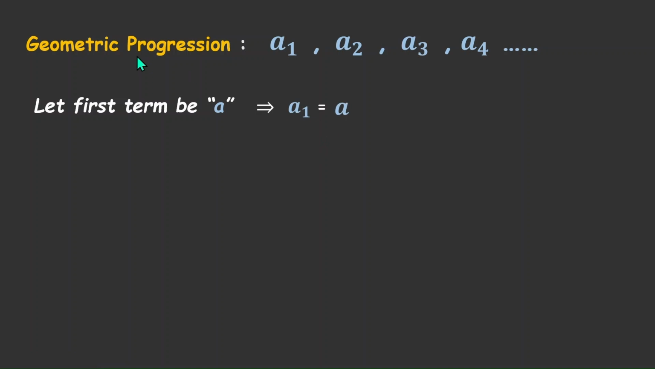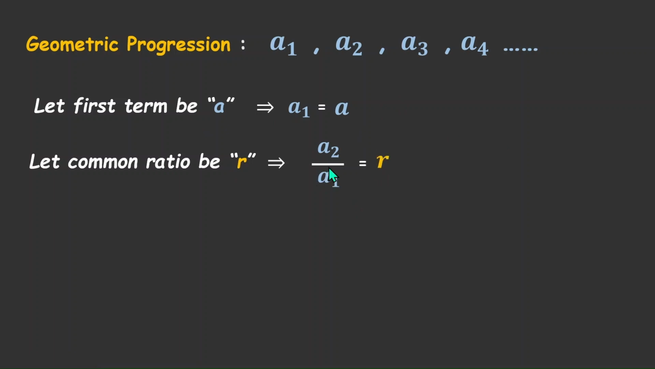The special thing about a geometric progression is that the ratio between any two consecutive terms is constant, and we call that the common ratio. So let the common ratio be r. Then the ratio between the terms a1 and a2, that's a2 divided by a1, is equal to r, because it is a common ratio that will be constant.